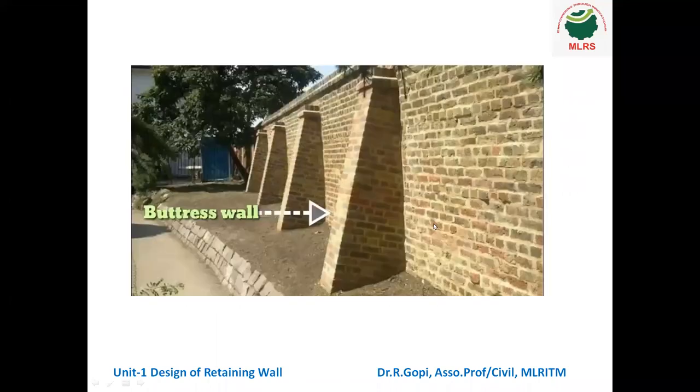You can see, students, this is the best example picture for the buttress wall. Here a road is there, and this is the retaining wall, and this is the buttress. This is the extra compression support provided on the retaining wall to resist the lateral pressure. You can see here this wall is constructed using brick masonry, not concrete. Spacing is also the same as the counterfort wall.